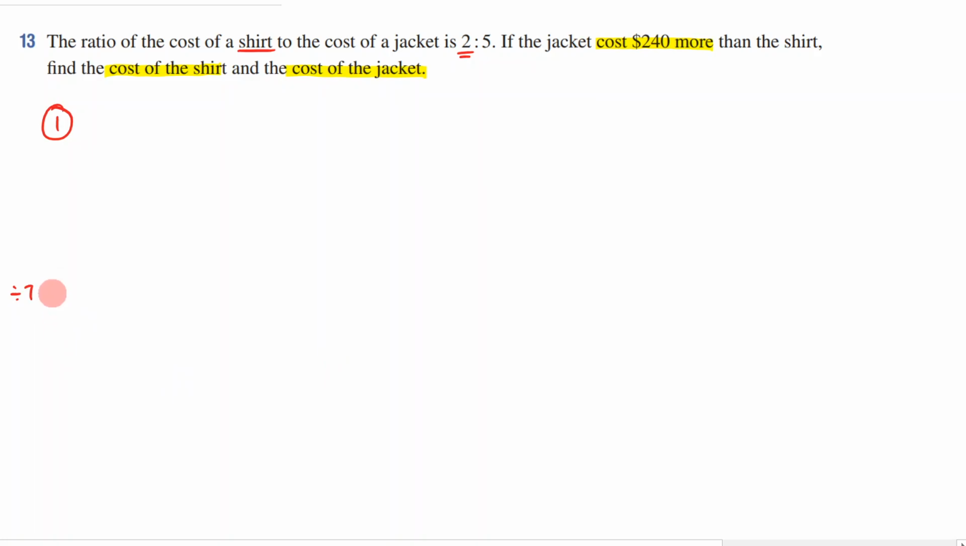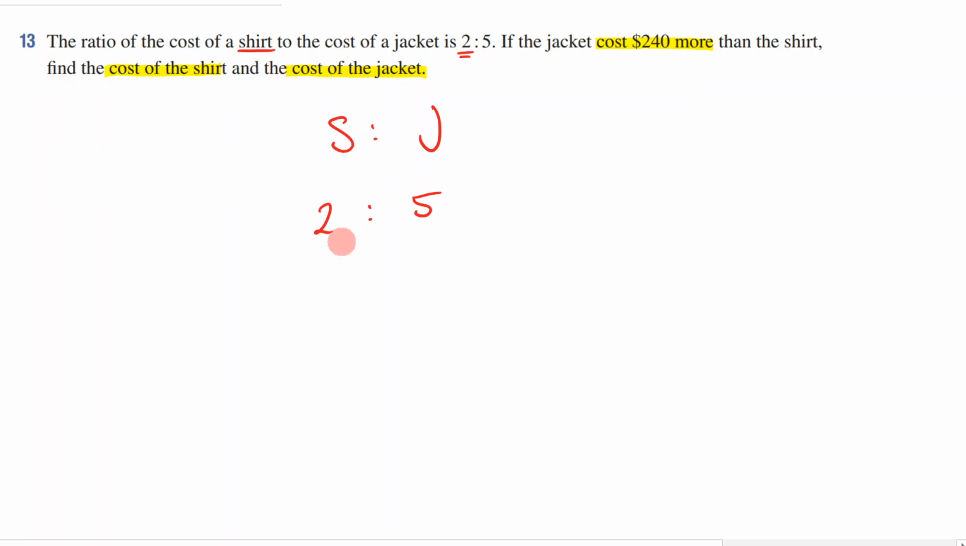Okay, so now the question is, what on earth do we do? We know that we have this shirt to jacket ratio of 2 to 5. And we know that the jacket costs $240 more. So we're told something about one costing more than the other. Well, how can I relate that to parts? Because that's what we know we're doing, relating it to parts.